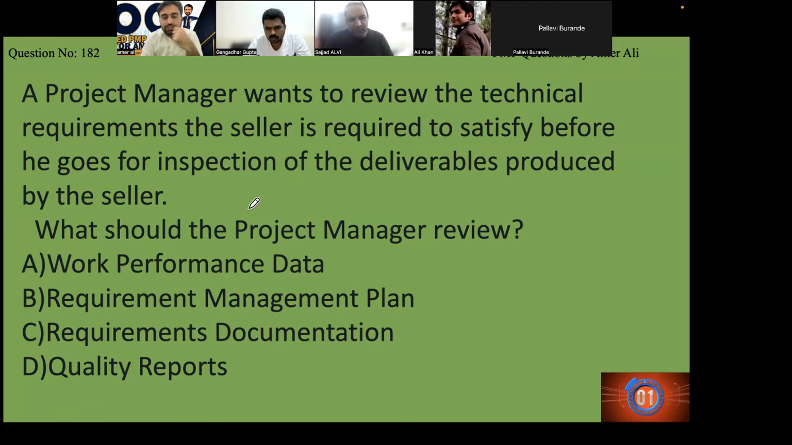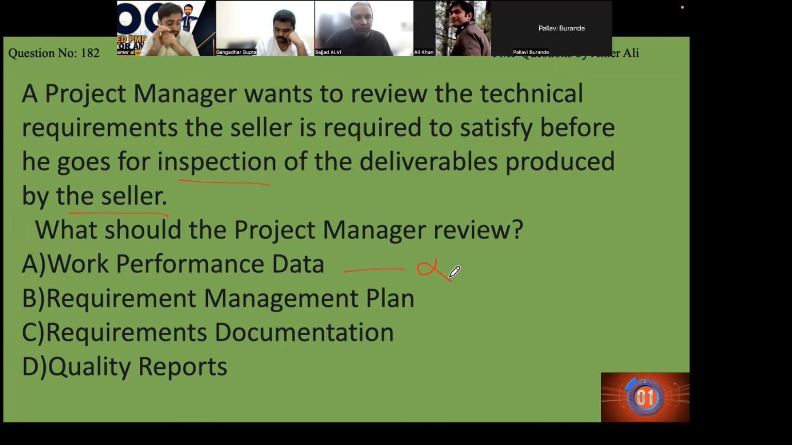What should the project manager review? A project manager wants to review the technical requirements the seller is required to satisfy before he goes for inspection of the deliverable produced by the seller. He wants to review the technical requirement, what things he has to do and review those things. Work performance data, yes, it can be. It has the high level things that work into that, but can be.